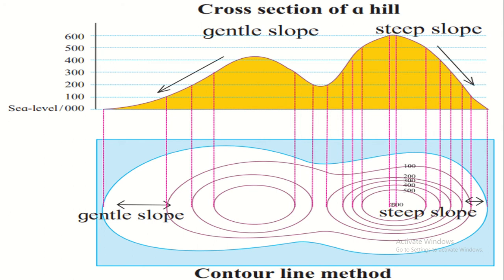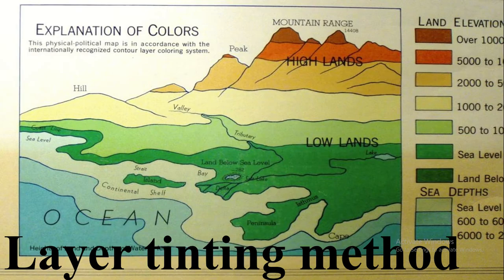Let us see the next method, that is the layer tinting method. This method is completely based on the contour line method. What happens in this method is the spaces between the contour lines are filled with different colors. Each color, as you can see here in the picture, indicates a specific height of the land.